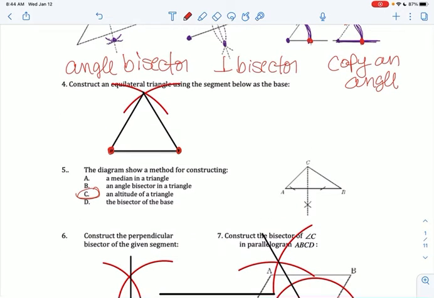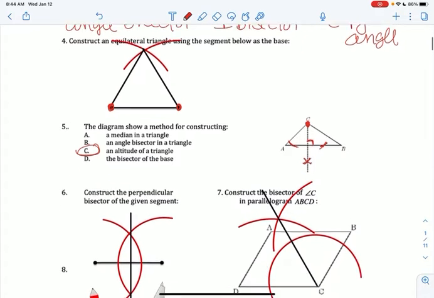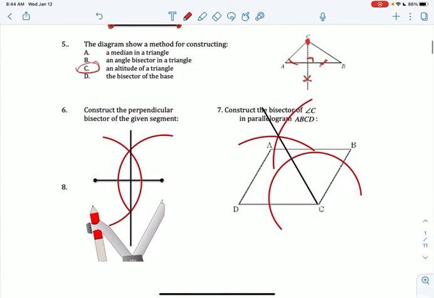Number 5, that's an altitude right here, because basically I put my compass on point C, and I drew an arc here and here, and then from those 2 points I drew these arcs down below, and then I connected it. So basically I was drawing a line that was perpendicular. So this is perpendicular right there, and an altitude is perpendicular to the base.